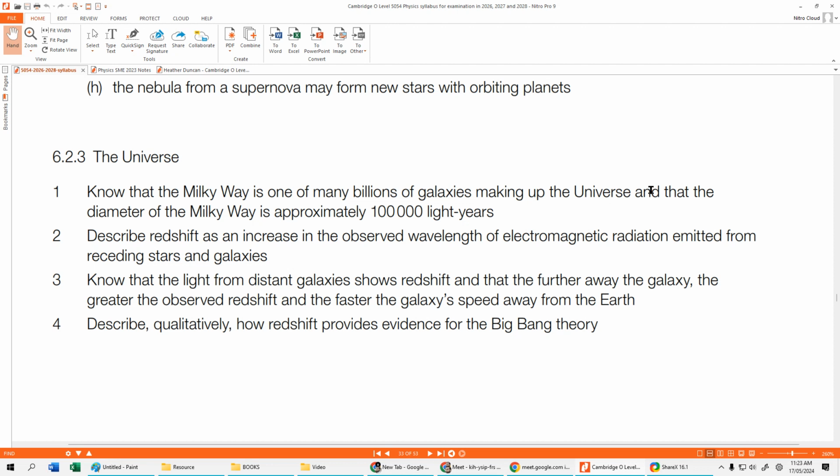ঠিক আছে, ইউজ দ্য সিলেবাস অ্যাজ ইউর প্রাইমারি রিসোর্স, দ্যাট ওয়ে ইউ উইল অলওয়েজ বি স্কোরিং রিয়েলি গুড মার্কস ইন দিস চ্যাপ্টার। লেটস গো ফর 6.2.3. It says, know that the Milky Way is one of many billions of galaxies making up the universe, and that the diameter of the Milky Way is approximately 100,000 light years. So know that মানে হচ্ছে মুখস্থ.